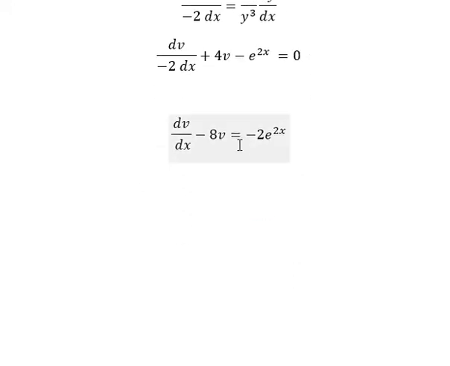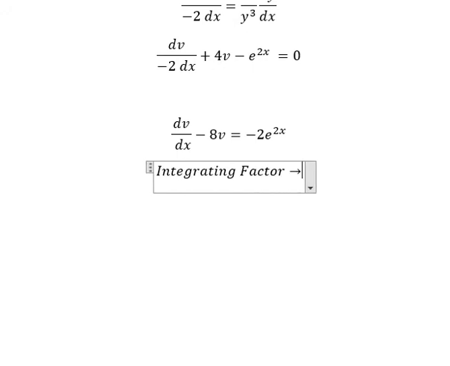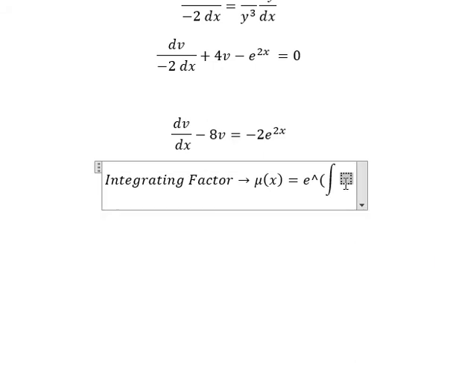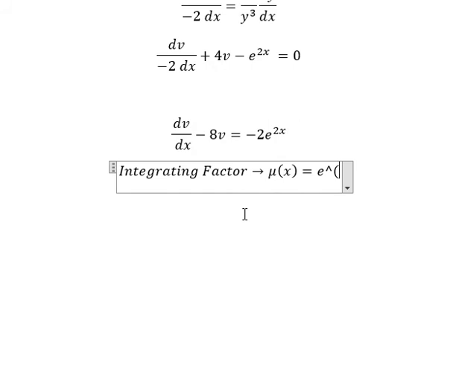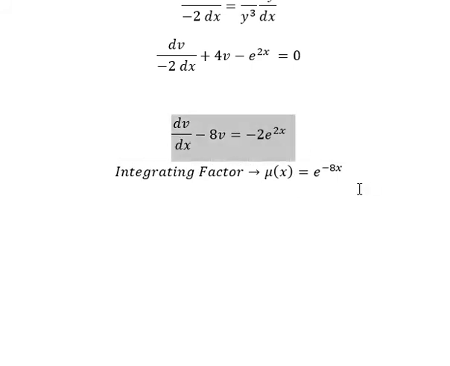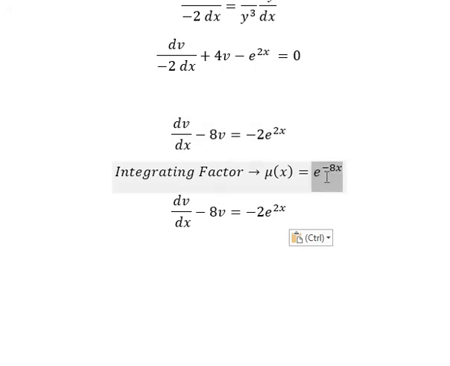Now, we have v and the first derivative of v. We can use the integrating factor. So we need to use mu x equals to e to the power of the integration of negative number 8 dx. This one we will have negative 8x. That means we multiply both sides by this one in here.